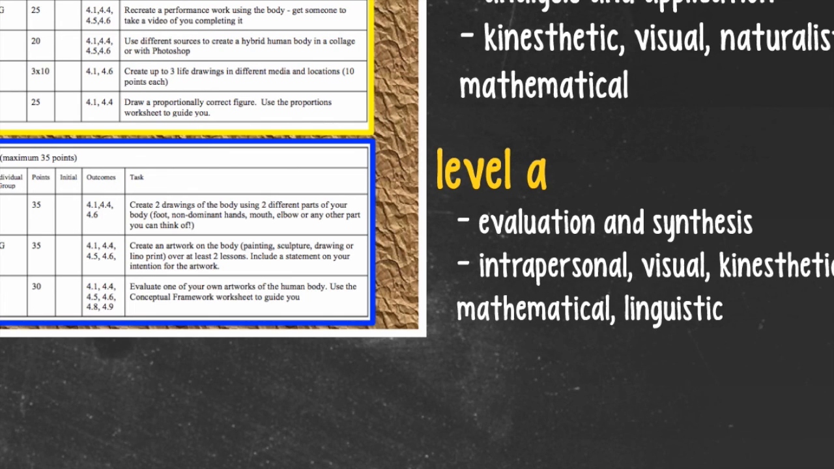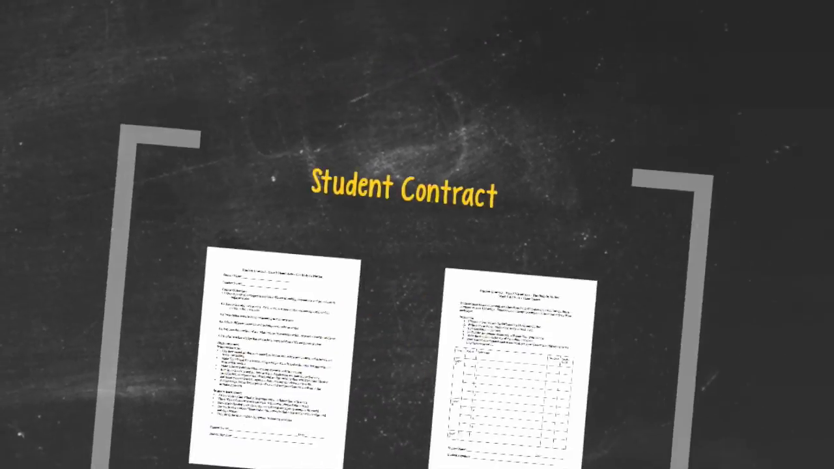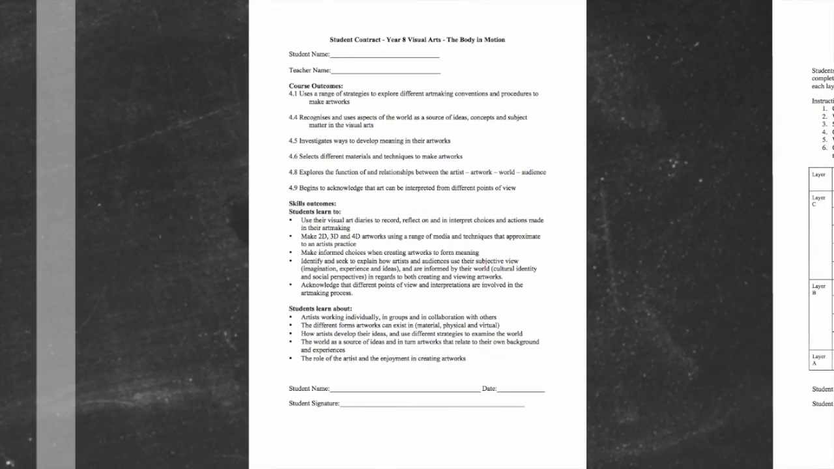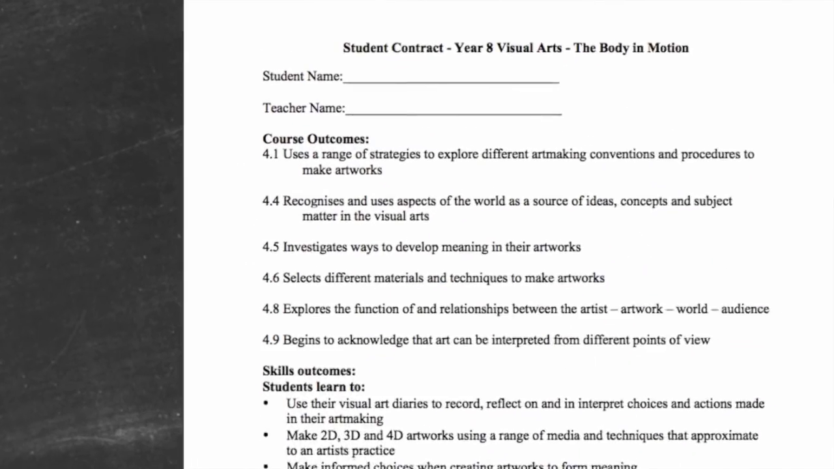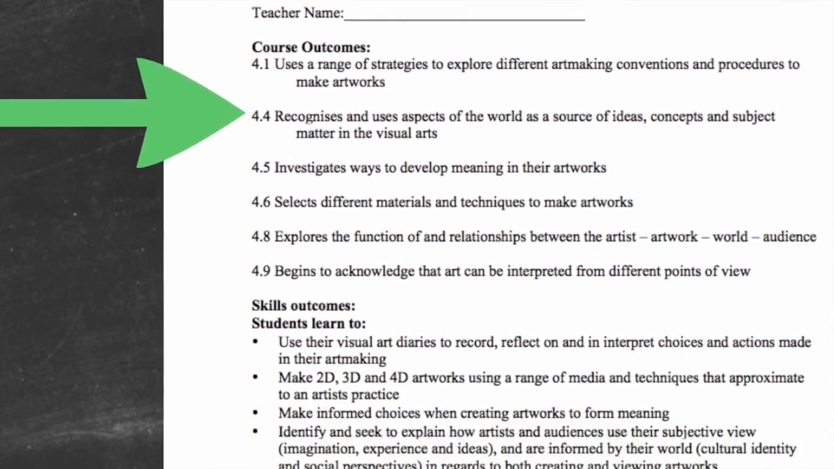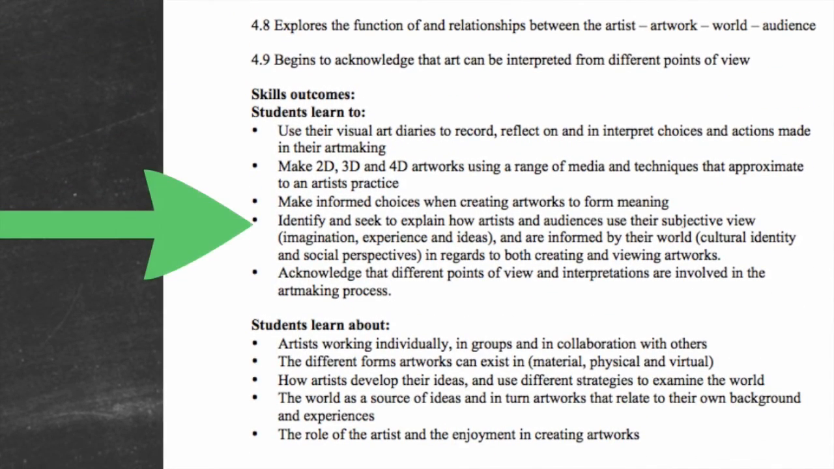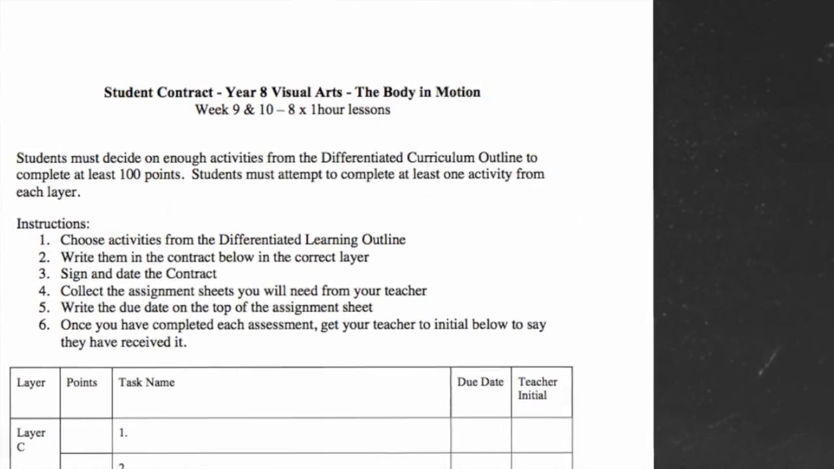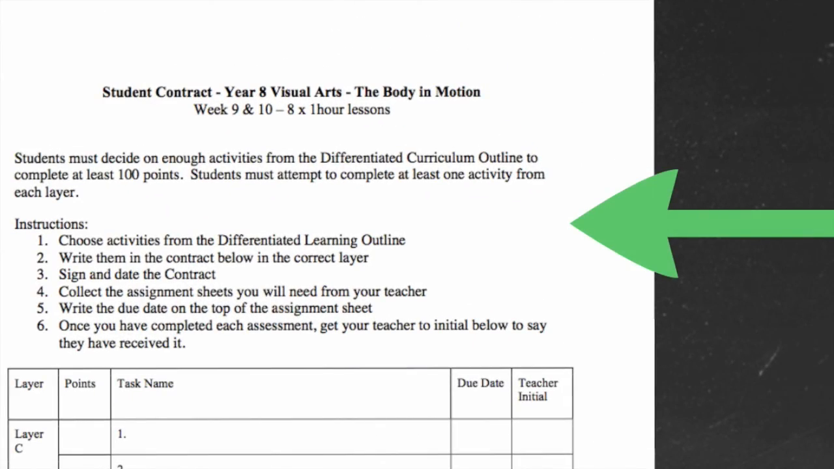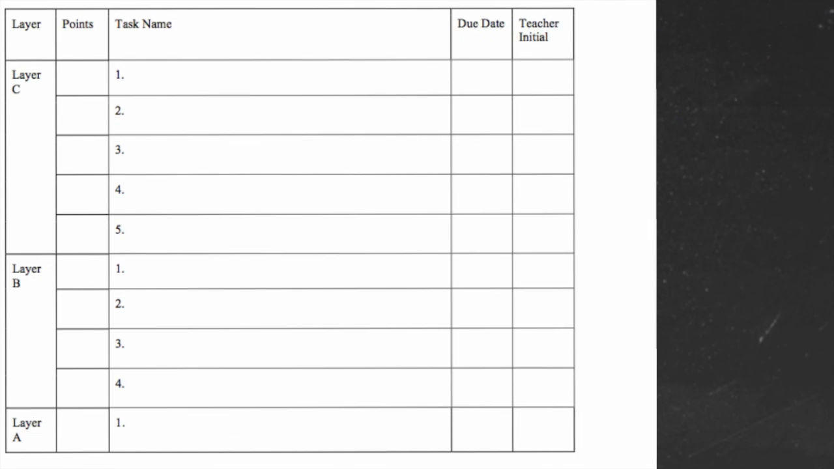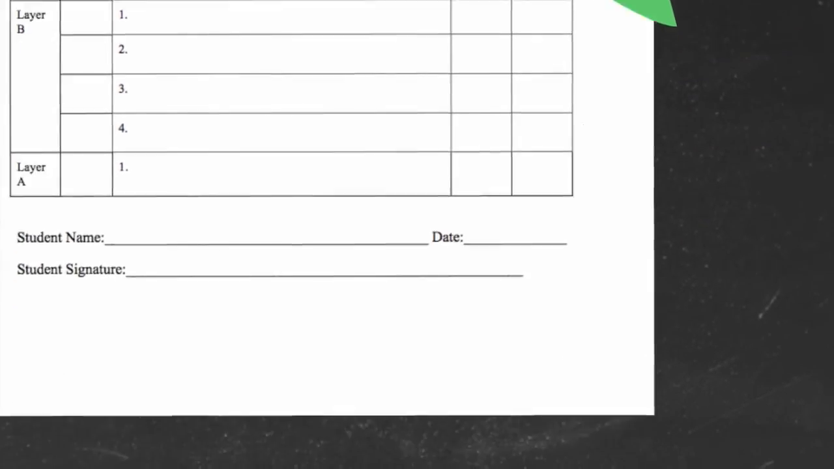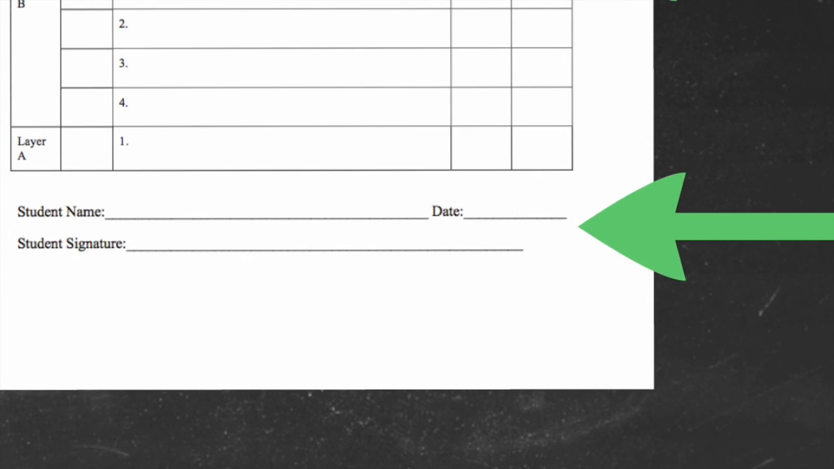As part of the layered curriculum, students will be given a contract stating their course outcomes from the Stage 4 visual arts syllabus, the skills and knowledge they will gain, instructions on how to achieve in the 2-week-long assessment, such as having to achieve 100 points to complete the unit and having to do at least one activity from each level, a table where students record their activities with teacher acknowledgement, and a signature from the student to acknowledge that they have understood what is needed to complete the unit. Having a student contract will help track what has been done.